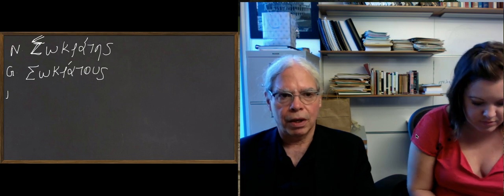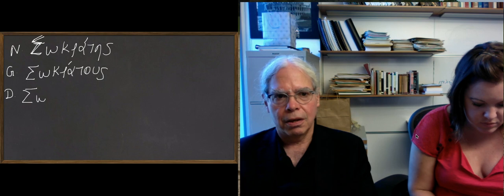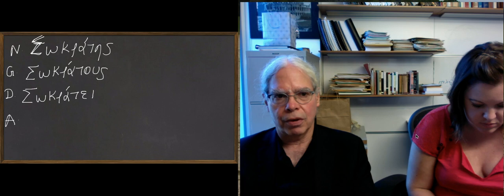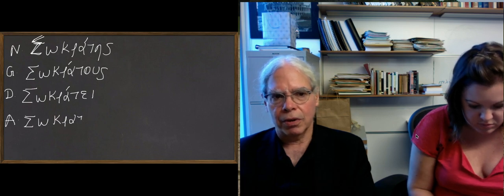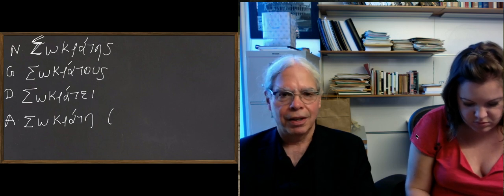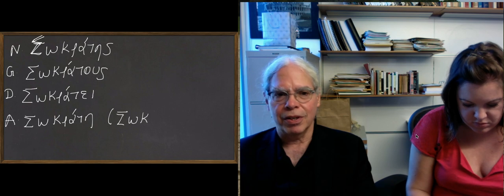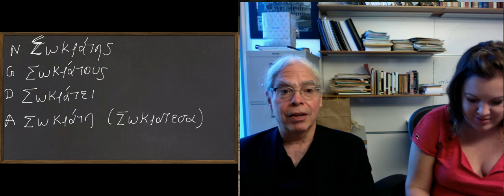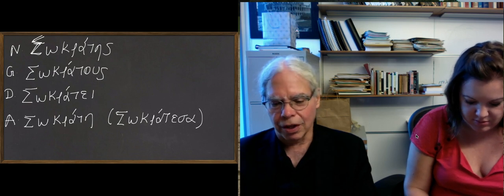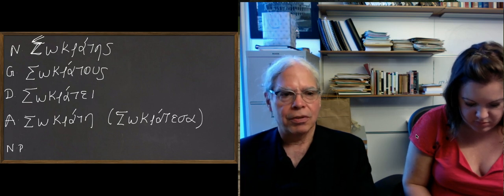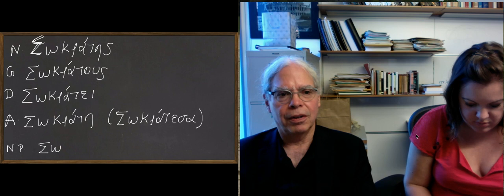The dative is Socratei, with an ei, and the accusative is Socrate, with an eta, from Socratesa. The S disappears and the epsilon and the alpha contract into an eta. There's no plural for names. Although we speak of several Demosthenes, Greeks didn't do that. There is a vocative, Socrates, rather, I think the accent's on the first syllable, yes. Socrates is the weird vocative.